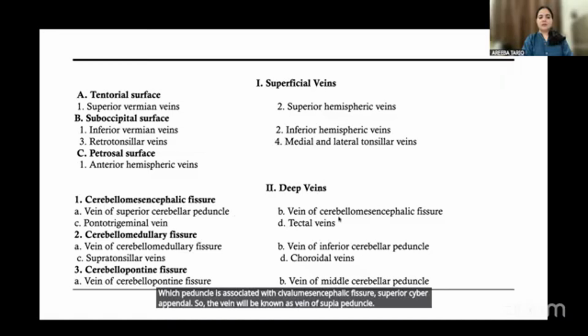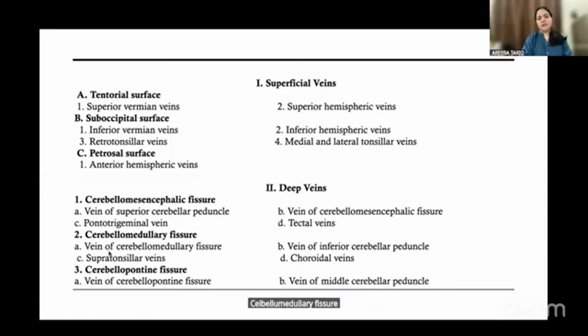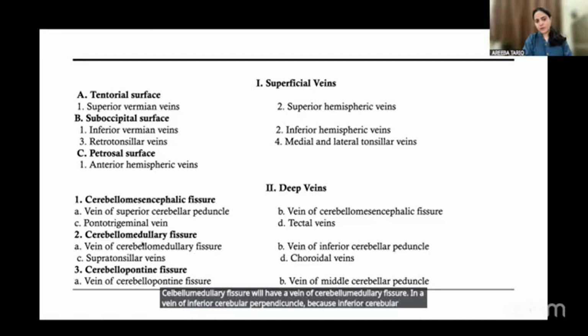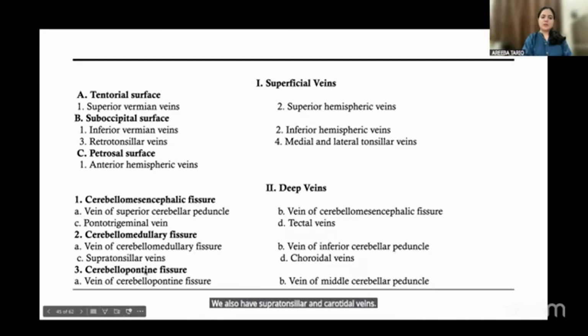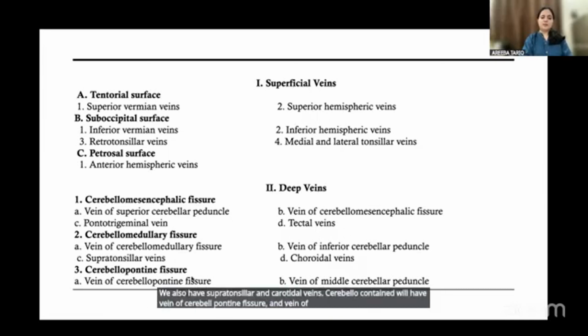It will also have a vein of the cerebellomesencephalic fissure, the same name, and some pontotrigeminal vein and tectal vein. The cerebellomedullary fissure will have a vein of the cerebellomedullary fissure and a vein of the inferior cerebellar peduncle, because the inferior cerebellar peduncle is associated with the medulla. It will also have supratonsillar and choroidal veins. The cerebellopontine fissure will have a vein of the cerebellopontine fissure and a vein of the middle cerebellar peduncle, which is present here. Easy to remember up till now.